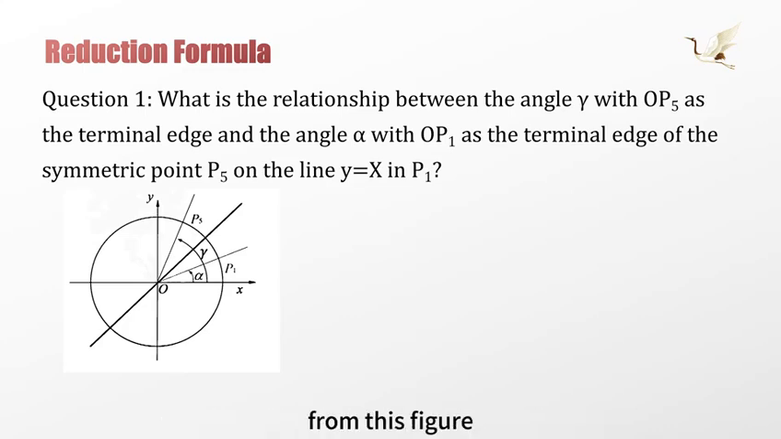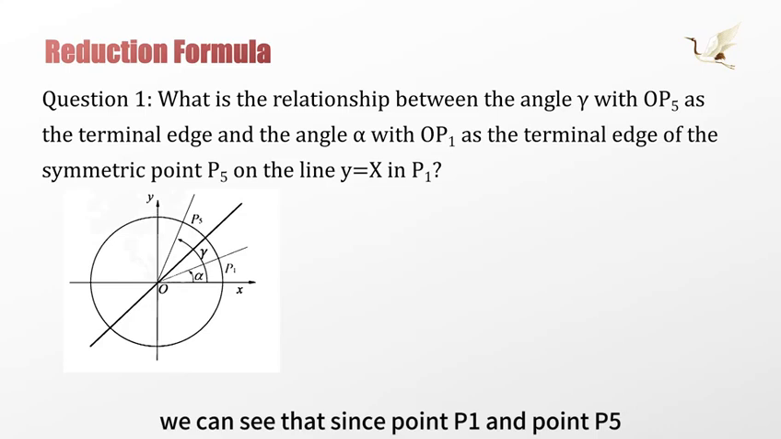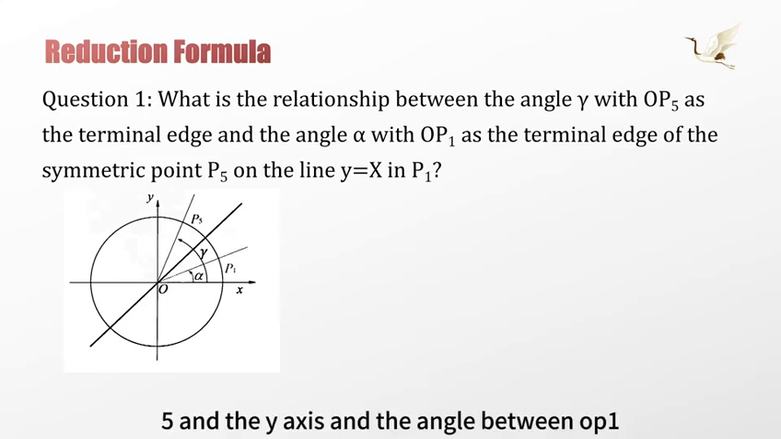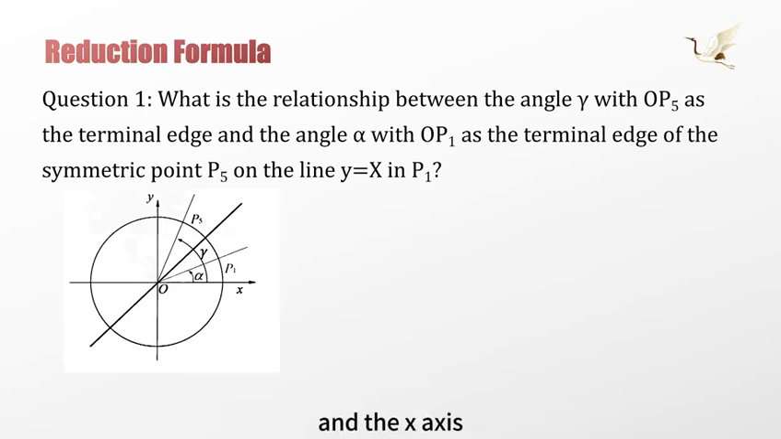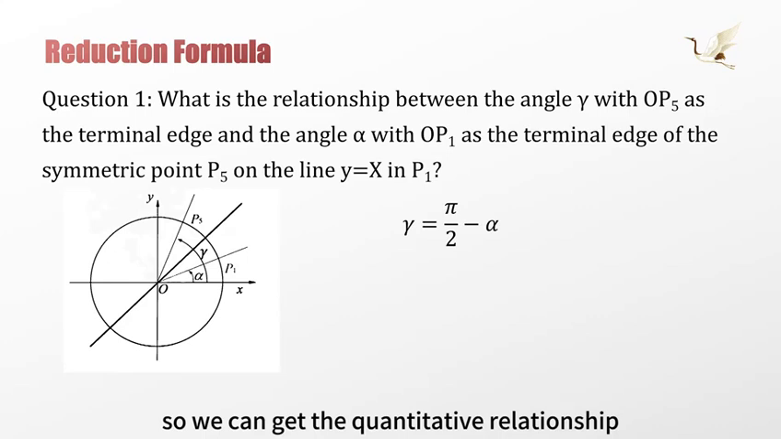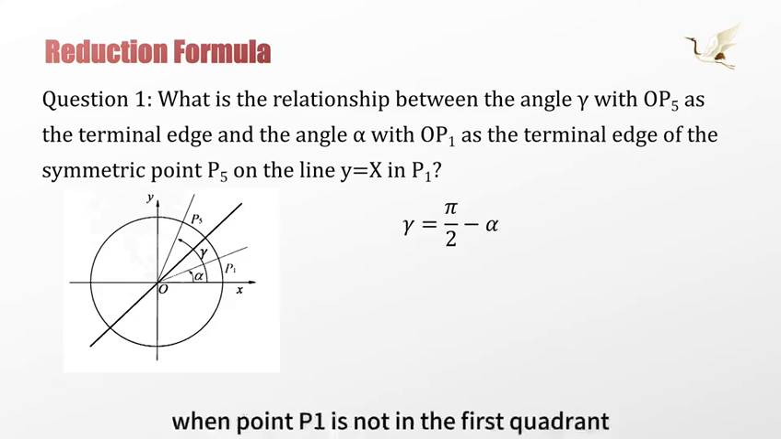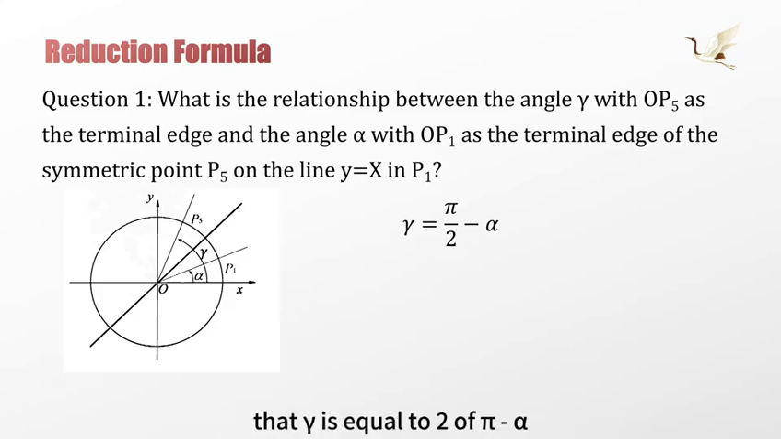From this figure, we can see that since point P1 and point P5 are symmetrical with respect to the straight line, the angle between OP5 and the y-axis and the angle between OP1 and the x-axis are equal, both equal to alpha. So we can get the quantitative relationship that gamma is equal to half of pi minus alpha. When point P1 is not in the first quadrant, is the relationship that gamma is equal to half of pi minus alpha still true?